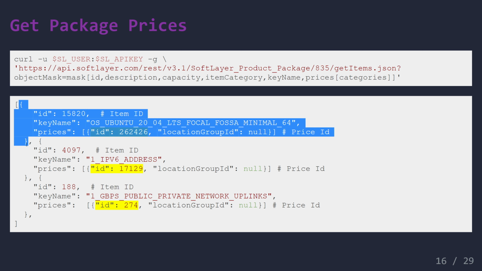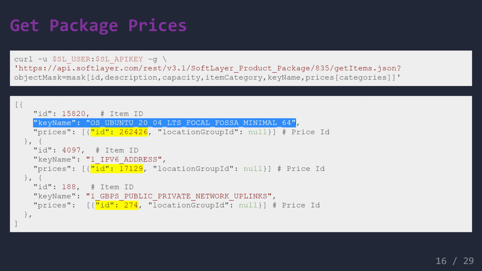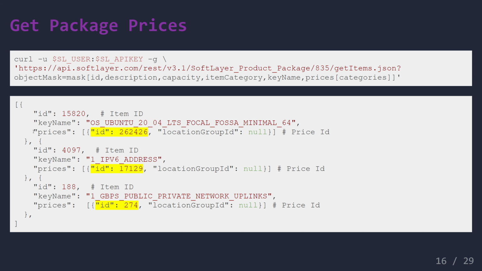So here we have an item. This is the item ID, which we don't really care about. The item key name, which we specified in our command line. So that's what the CLI is searching for. And then it's going to find the prices. It's going to find the location group ID is null. And it's going to send in this price ID to tell the API we want to order OS Ubuntu 2004. And this price ID is for an IPv6 address. This one is for 1 gigabytes public-private network uplink.